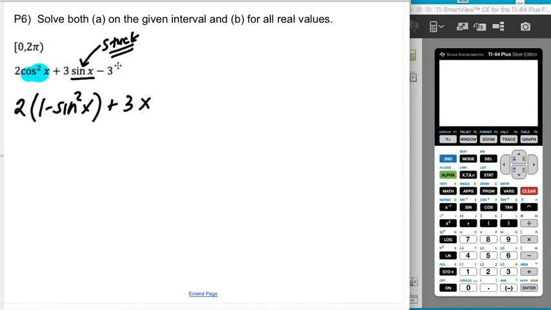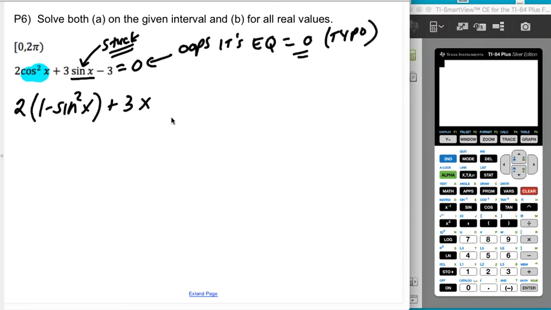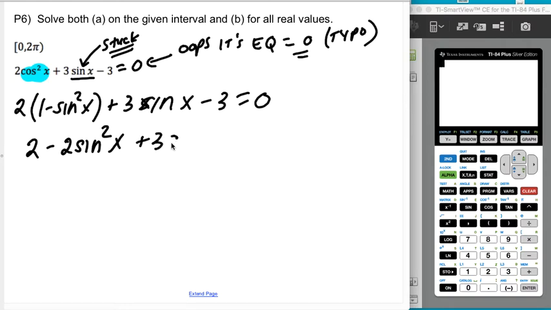Oh, hey, this is supposed to say equal to 0, my bad. It's an equation. It should equal 0. That was a typo. All right, so plus 3 sine of x minus 3 is 0, right? So this is going to be a 2 minus 2 sine squared x plus 3 sine x minus 3 is 0.